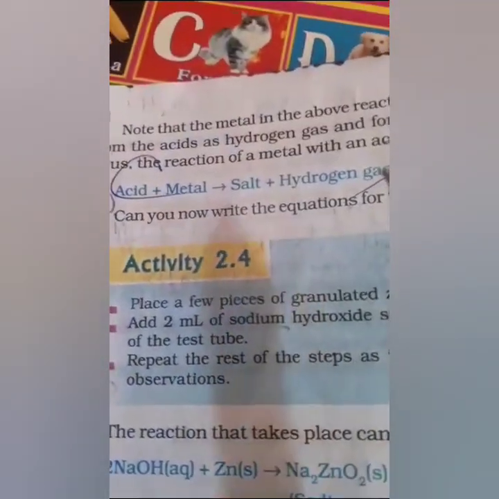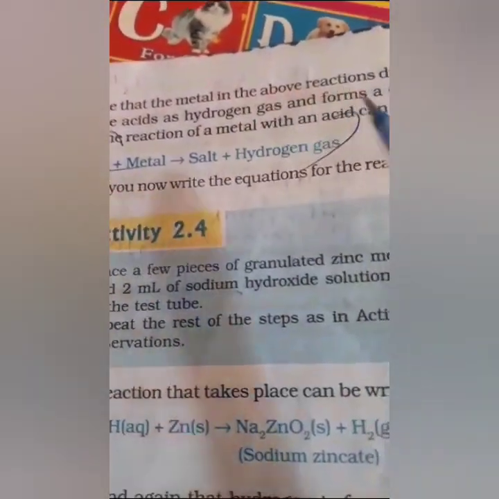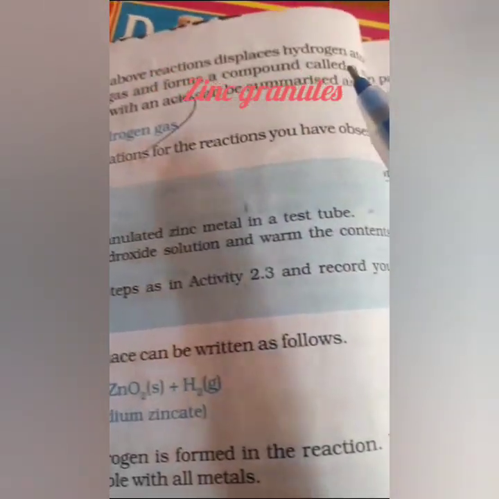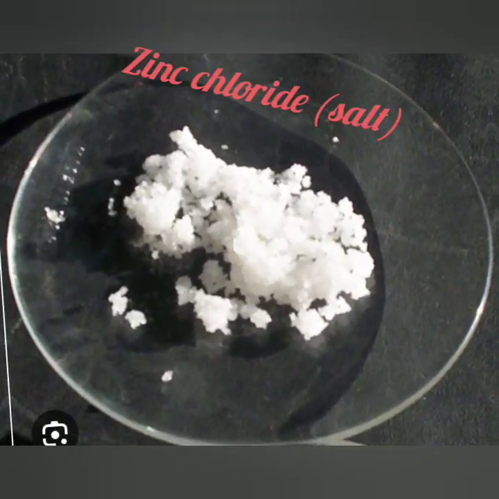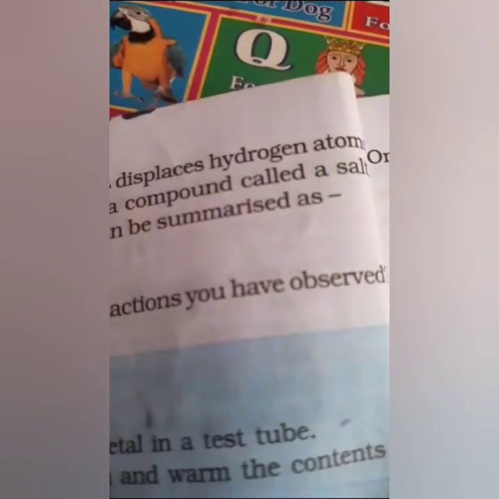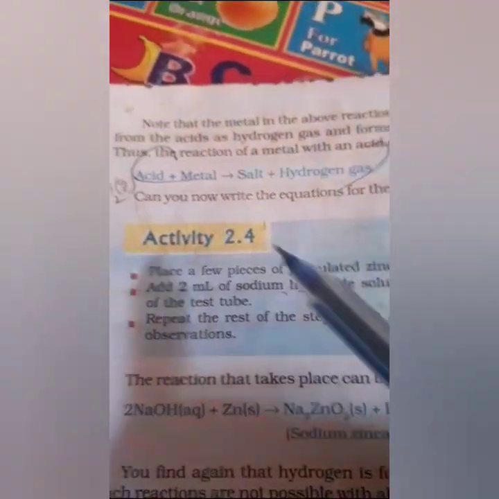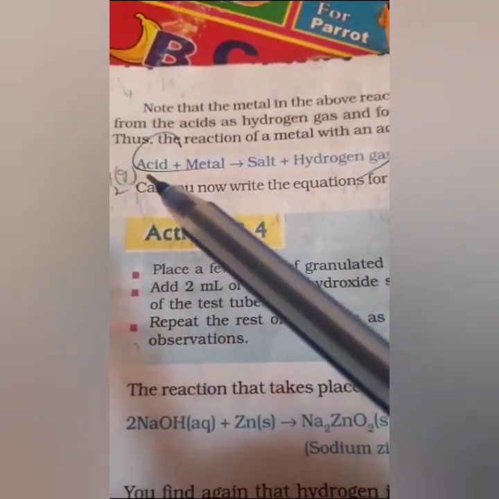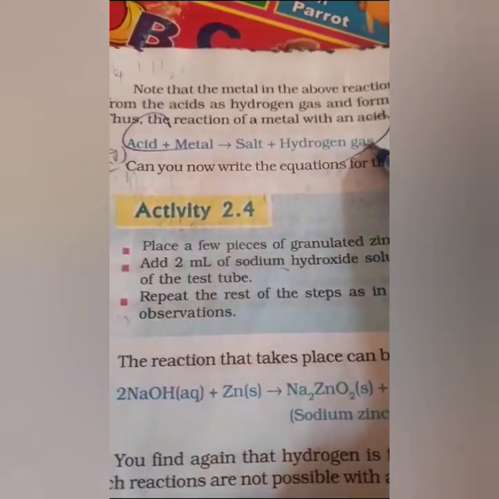See, note that the metal in the above reactions displaces hydrogen atoms from the acids as hydrogen gas, and forms a compound called a salt. So we can summarize: acids and metals react to form salt and hydrogen gas.